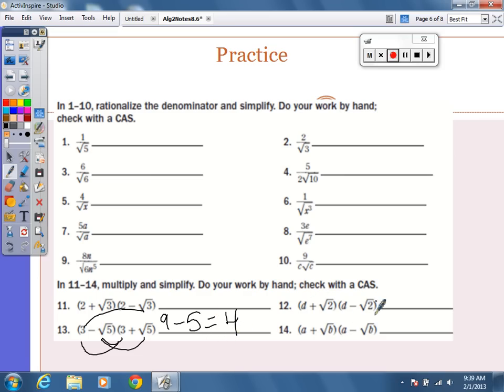I'll do the top now. I lied. D times D is D squared. Minus 2 root D plus 2 root D, those cancel. Minus 2, and it leaves me with D squared minus 2.